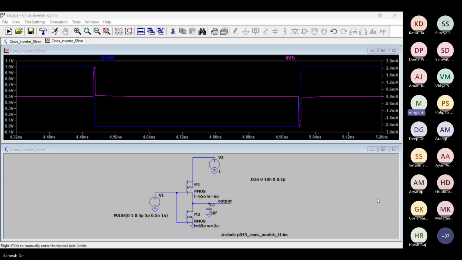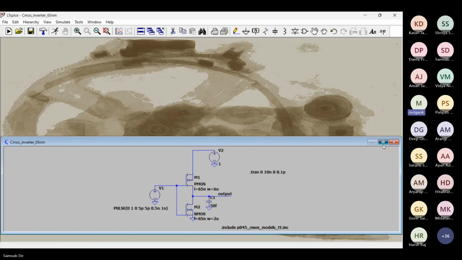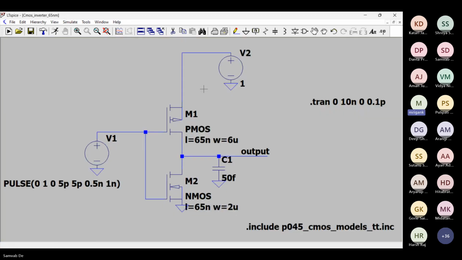To do that, maybe we can try to replace V1. So what you can do is just stretch V1 backward and copy M1, M2, and put another inverter between V1 and this first inverter. You just copy this entire inverter, make another one, and put it between V1 and this first inverter.